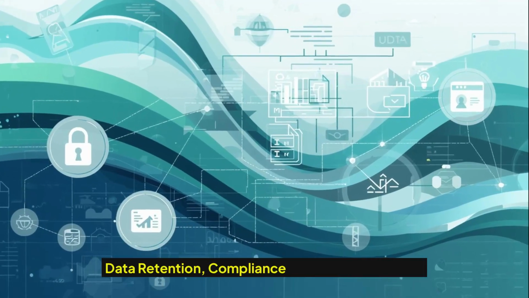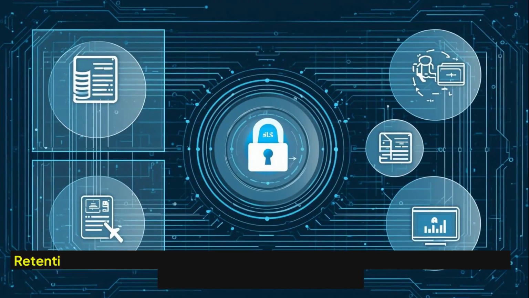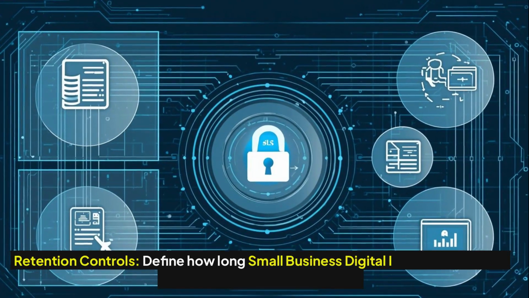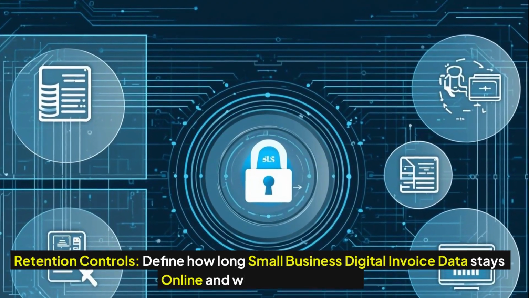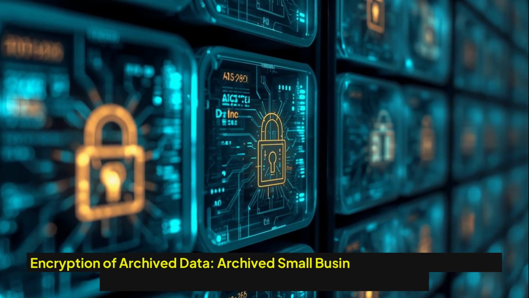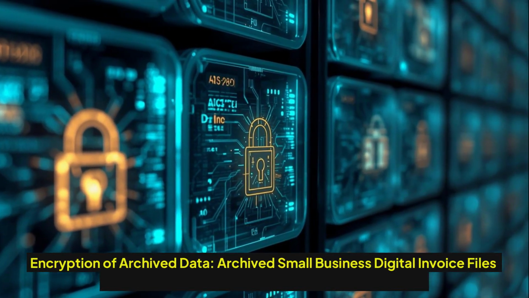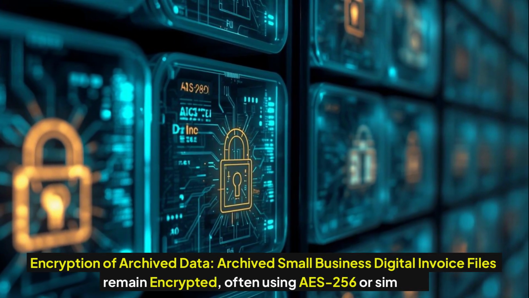Data retention, compliance, and export formats. Retention controls define how long Small Business Digital Invoice data stays online and when it's archived. Encryption of archived data. Archived Small Business Digital Invoice files remain encrypted, often using AES 256 or similar.